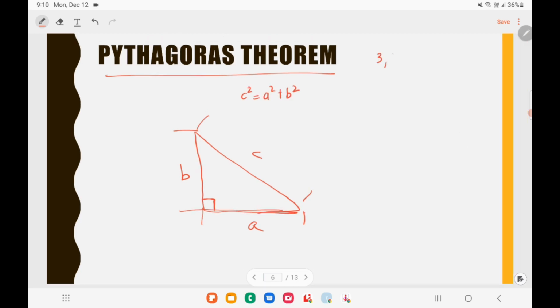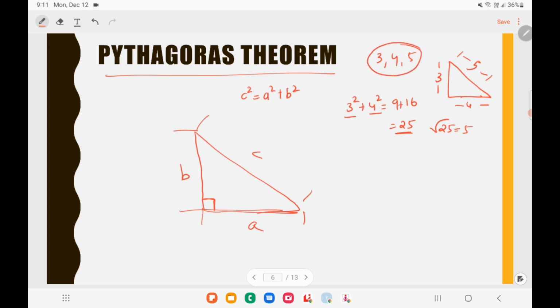So let's take 3, 4 and 5. That means you have a right angled triangle like this. Let's assume this side is 3, this side is 4. Then what will be this hypotenuse? Hypotenuse square is equal to 3 square plus 4 square, that is 3 square is 9, 4 square is 16, 9 plus 16 is equal to 25, so hypotenuse square is equal to 25. So this side is the square root of 25, that is 5. So 3, 4 and 5 satisfy the Pythagoras theorem. This means that 3, 4 and 5 are Pythagorean triplets.